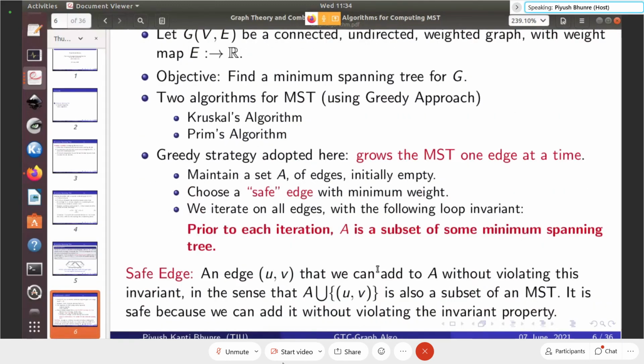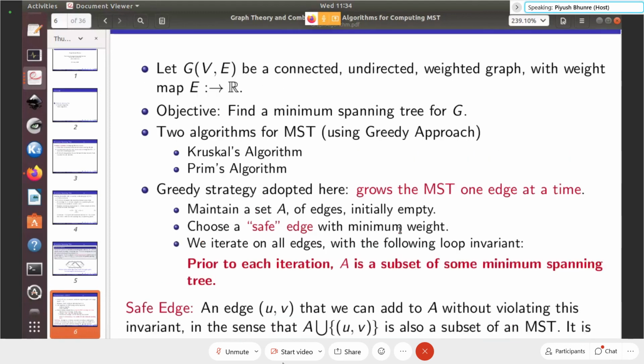So how do we actually compute the minimum spanning tree? Suppose we have a connected undirected weighted graph with weight map W. Sorry, there is a typo over here. It should be W from E to R. So the objective is to find a spanning tree, and we have two standard algorithms that we use, called Kruskal's algorithm and Prim's algorithm. Before going to those algorithms, we first learn the fundamental idea that is used to design Kruskal's or Prim's algorithm.